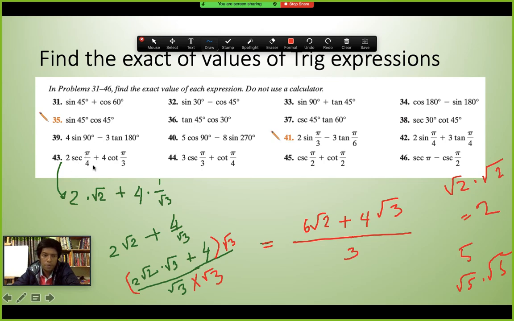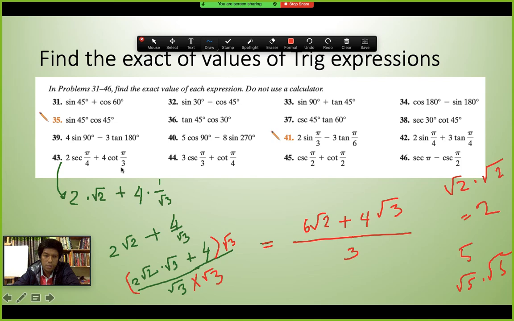45 degrees. So pi by 4 means 45 degree. Cos 45 degree means 1 by root 2. Yeah, 1 by root 2. So 1 by root 2, it will be 2 root 2. Then it is 4. Then cot pi by 3.